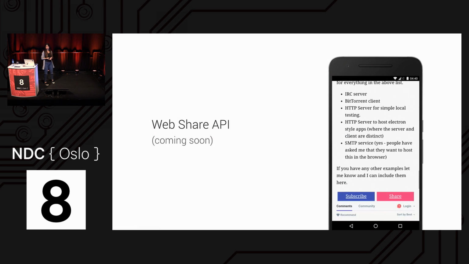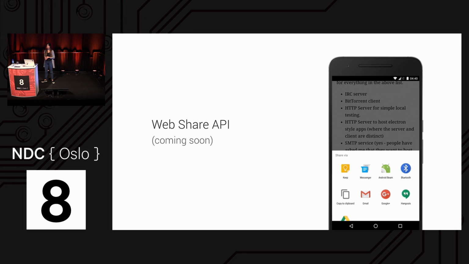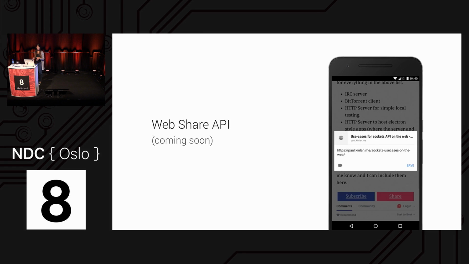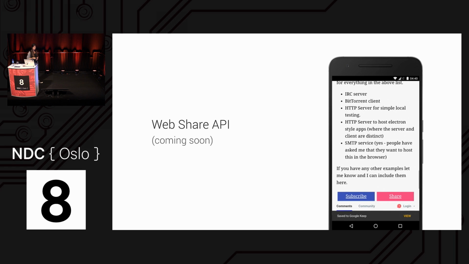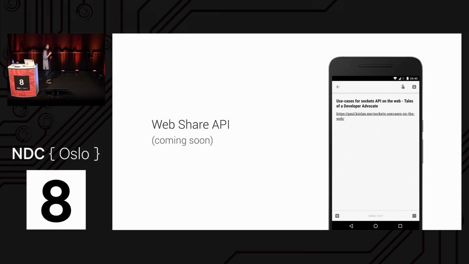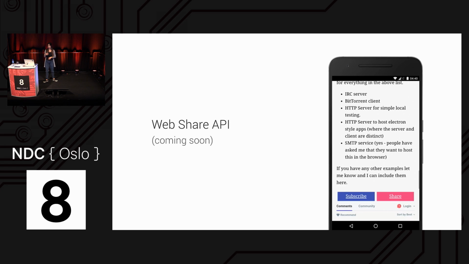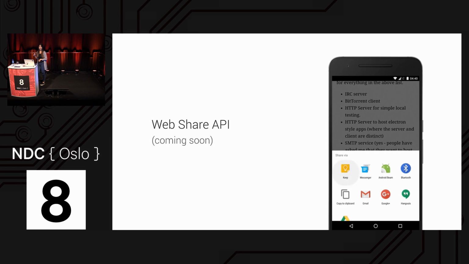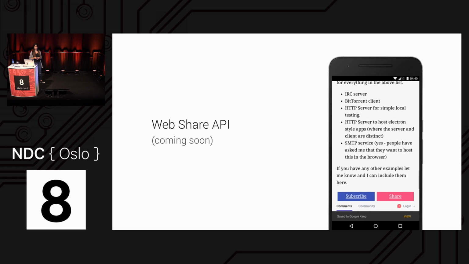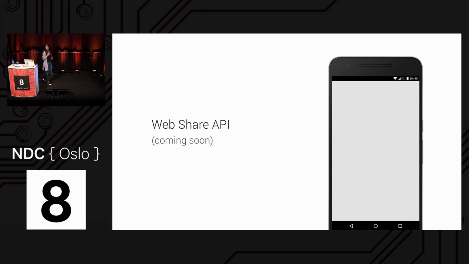Luckily, there's a new web share API that is coming soon to the web. And what it does is that when you tap on a share button, it opens the native picker of a share. So then the user will choose from their native apps where to share this PWA. But this is coming soon.